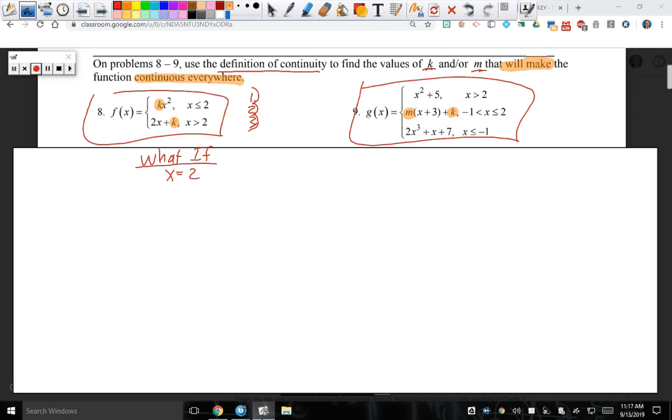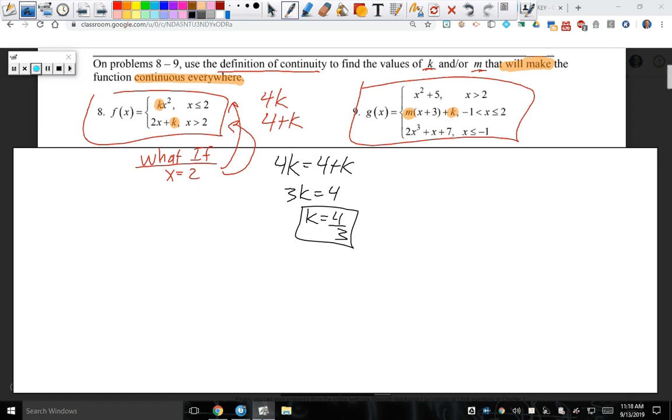For the first one, if x equaled 2, up here, what would I get? 4k. What would I get if x equaled 2 over here? 4 plus k. And for something to be continuous, it must meet that moment, per se. You with me? The limits must approach the same value. Thus, 4k must equal 4 plus k. So now that I solve this as a regular Algebra 1 problem, I get 3k is equal to 4, so k is equal to 4/3. You at least know what the answer is, but that's only one of 8 or 9 points.